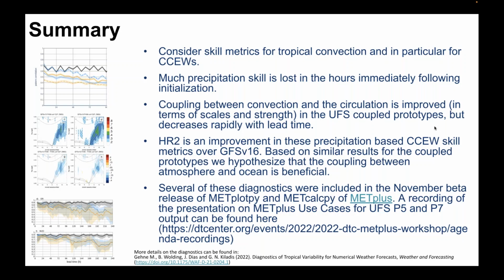HR2 is definitely an improvement in these precipitation-based convectively coupled equatorial wave skill metrics over GFS version 16. And we're going to show a little bit more at the end here, I think. And so because we got some similar results for the coupled prototypes, we hypothesized that the coupling between atmosphere and ocean might be beneficial to this result.